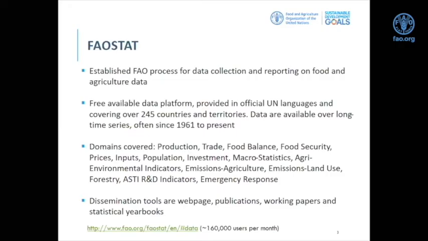All this data covers 15 domains, which are listed here: production, trade, food balance, food security, etc. Finally, the data are disseminated through web pages, publications, working papers, and statistical yearbooks. You have here the link to the webpage, and just for your information, we have approximately 160,000 users per month using the FAOSTAT platform.